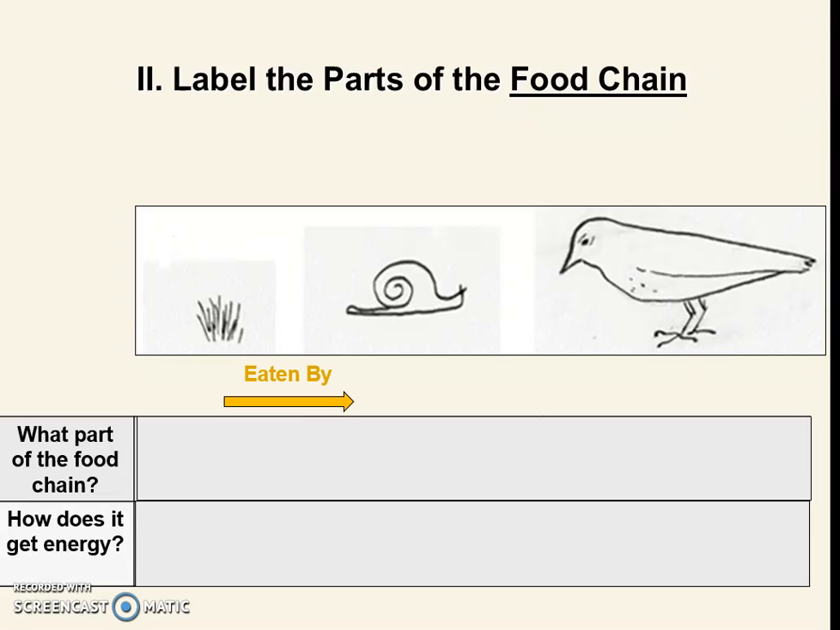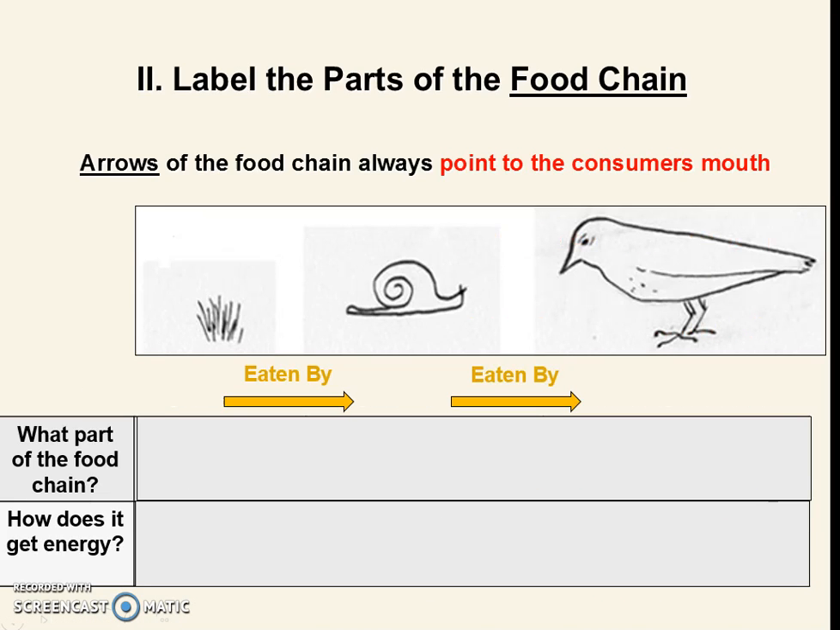So in a food chain, we have arrows, and the arrow direction matters. So here we have the arrow going from the plant to the snail, and the snail to the bird. Well, what does this direction mean? Well, it means arrows are always going to point to the direction of the consumer's mouth.